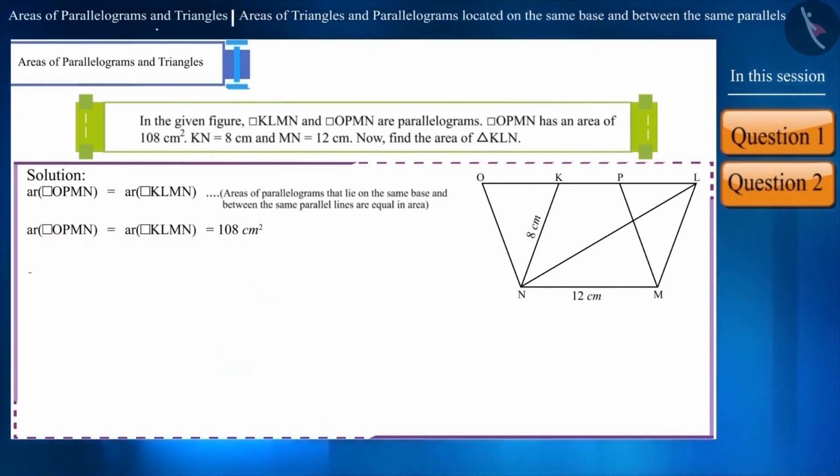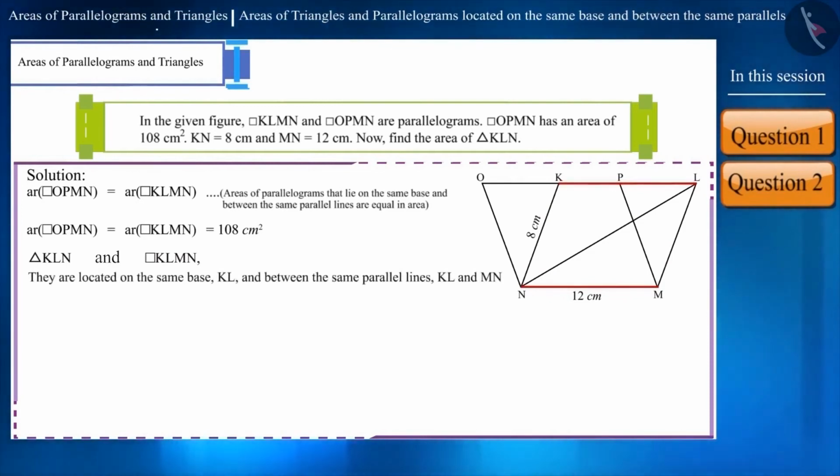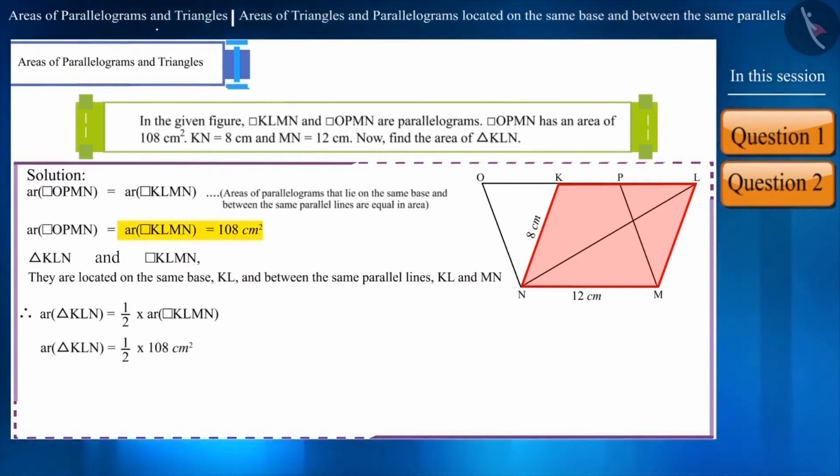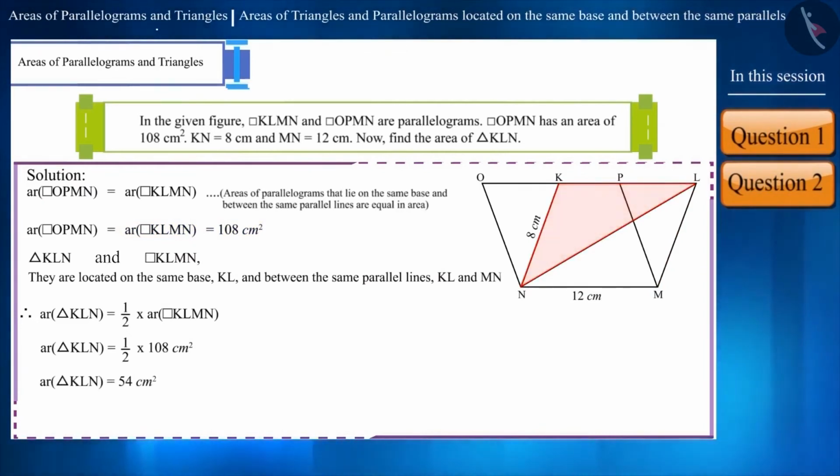Look at the figure carefully. Triangle KLN and parallelogram KLMN lie on the same base KL and between the same parallel lines KL and MN. So, the area of triangle KLN will be half the area of parallelogram KLMN. We know that the area of parallelogram KLMN is 108 square centimeter. In this way, we will get the area of triangle KLN as 54 square centimeter.